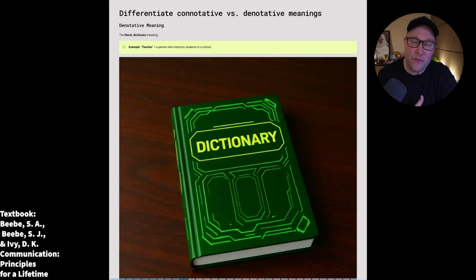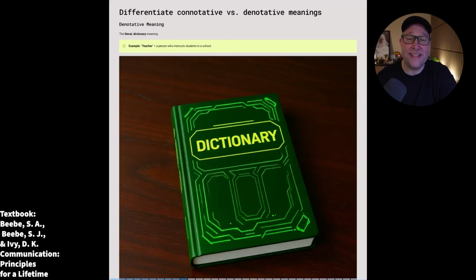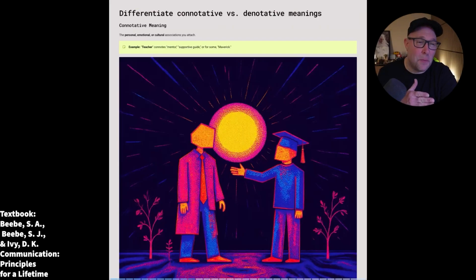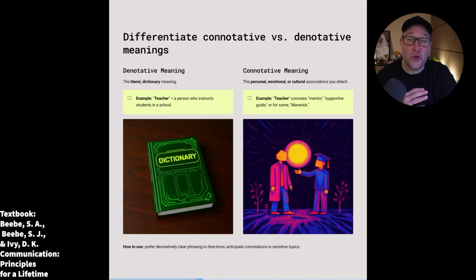Connotative versus denotative meanings. Denotative meanings are the literal or dictionary meaning. For example, a teacher is defined as a person who instructs students in school, which is the denotative meaning. Connotative meaning, the personal, emotional, or cultural associations you attach. For example, a teacher can connote mentor, supportive guide, or for some, maverick. So to review, denotative means literal dictionary meaning, and connotative means the personal and emotional or cultural associations that we attach. Prefer denotatively clear phrasing in directions and anticipate connotations in sensitive topics.